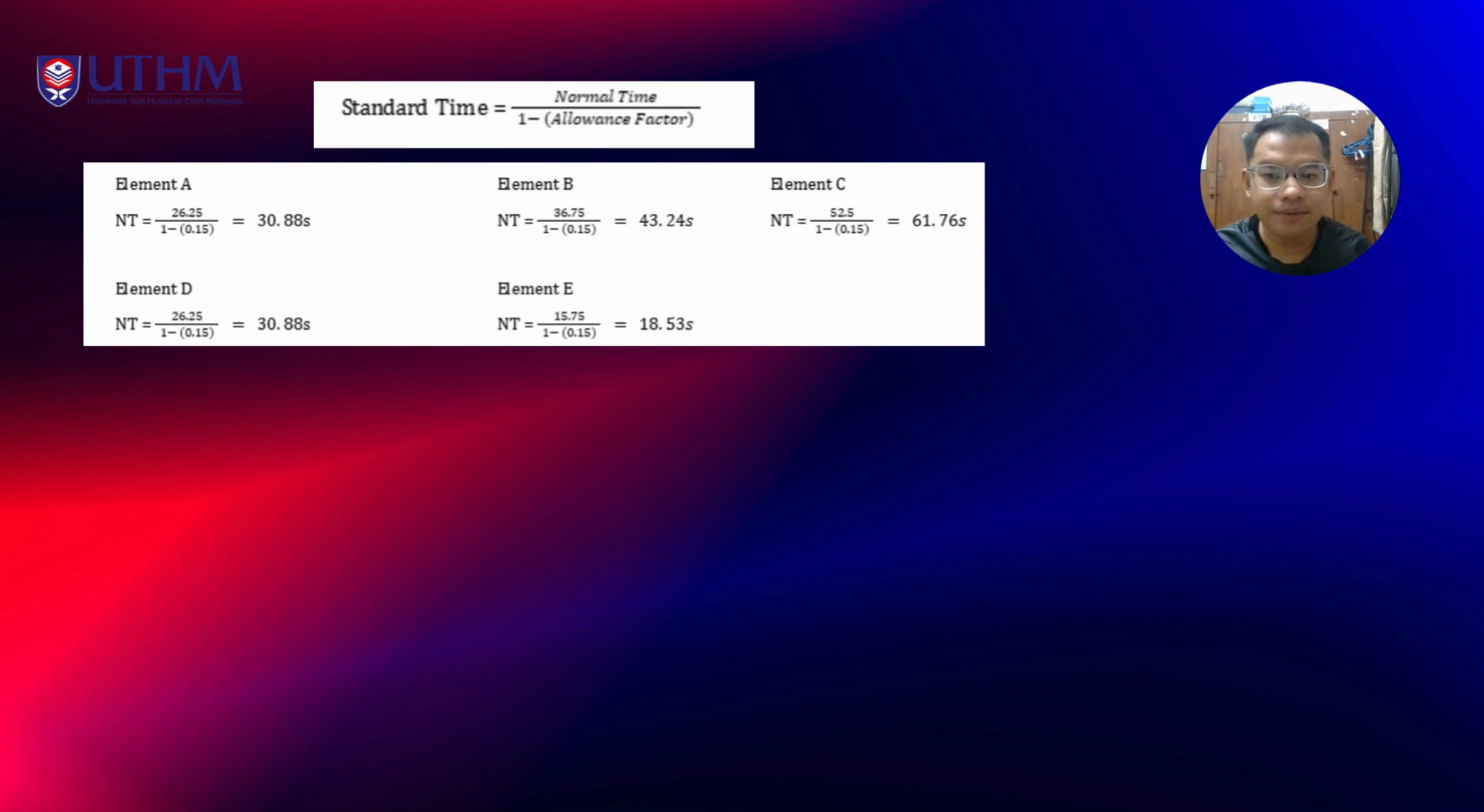We will get the answer for element A, which is 30.88 seconds. Element B is 43.24 seconds. Element C is 61.76 seconds. Element D is 30.88 seconds. Element E is 18.53 seconds. And then the total of all standard time, we will get 185.29 seconds.